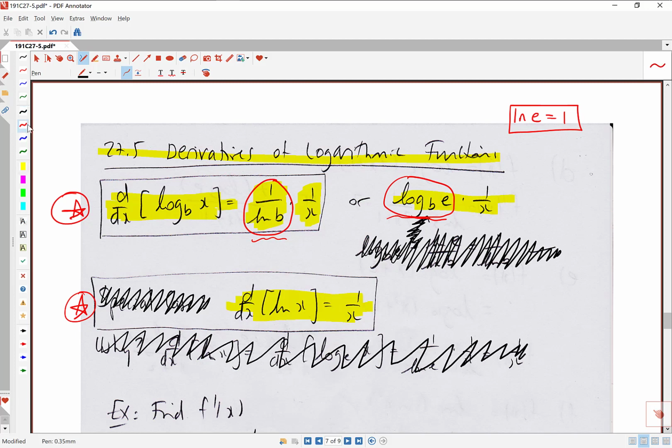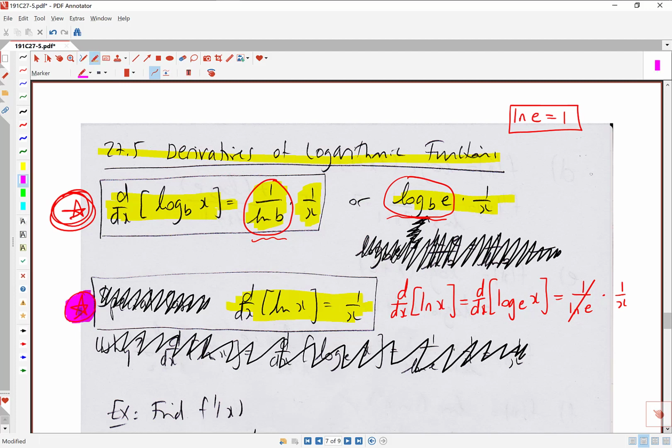If we want to figure out why this is true, we'd say, okay, well, if we use the first formula, we would say derivative with respect to x of ln x is the derivative with respect to x of log base e of x, because that's what ln is. Ln is just log base e. Okay, so according to this formula here, it should be 1 over ln of our base, so that's 1 over ln e, times 1 over x. But ln e is 1, right? So that term just disappears and you just get 1 over x. This second formula here is our main formula. So derivative with respect to x of ln x is 1 over x.